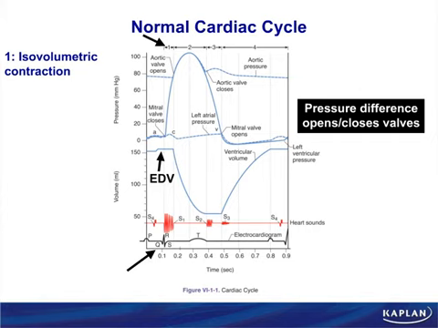And all the valves work the same way. So again, the atria represent behind the AV valves. The ventricles represent behind the aortic and pulmonic valves. They just open and close based upon pressure differences, basic hemodynamics.